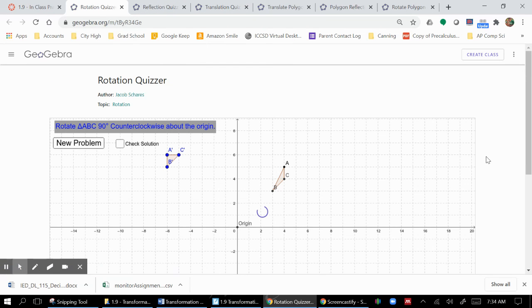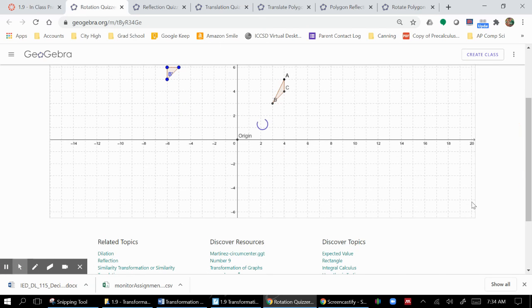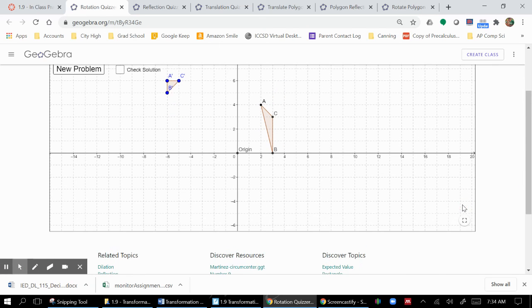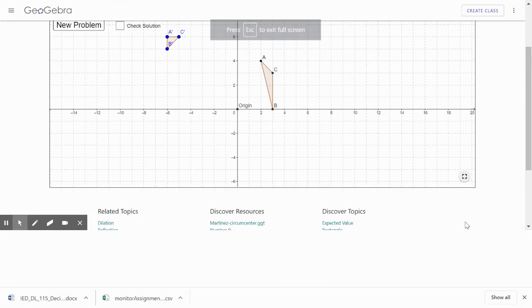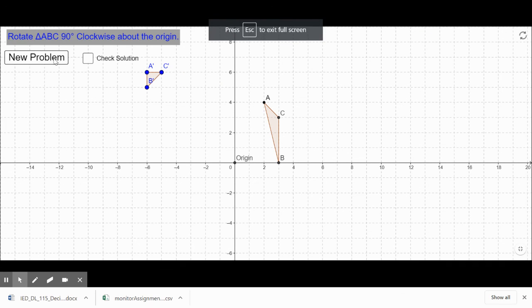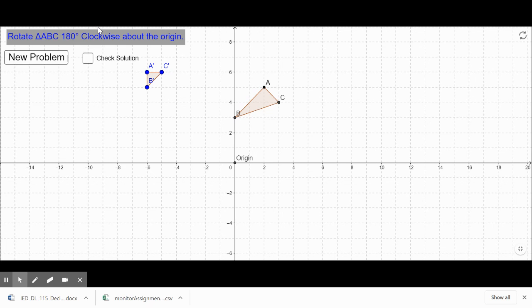Final one is rotations. Again, I would encourage you to make these full screen as soon as that little button pops up. Full screen. There you go. And every time you hit new problem, it gives you a triangle, it gives you a direction, and it gives you a number of degrees. Again, these are harder, but I would encourage you, you can actually turn your Chromebook. That is probably one of the best things I can suggest.